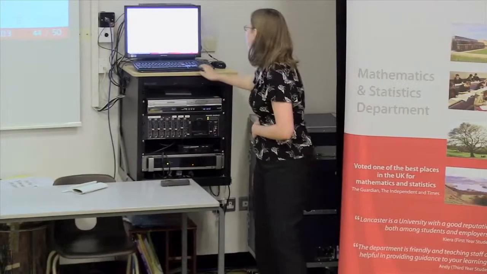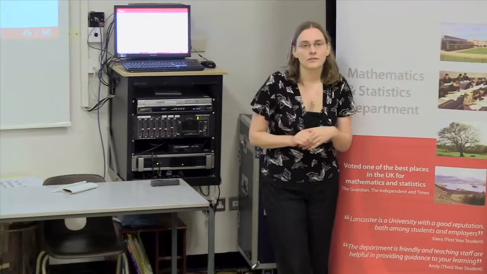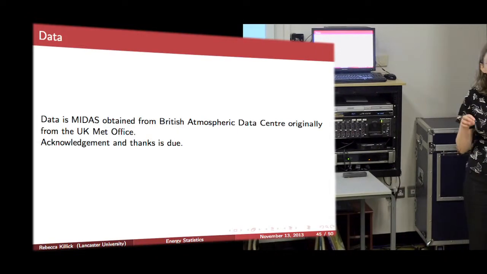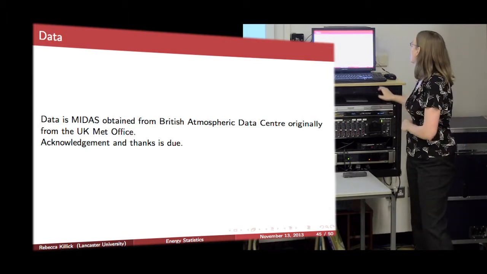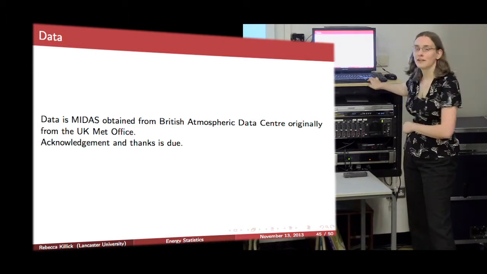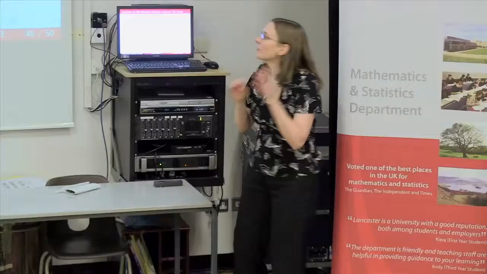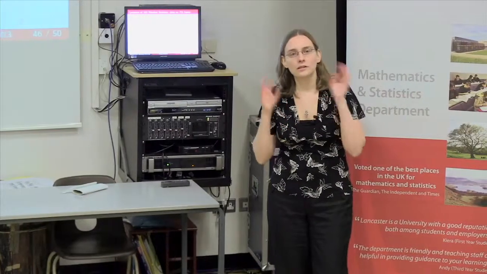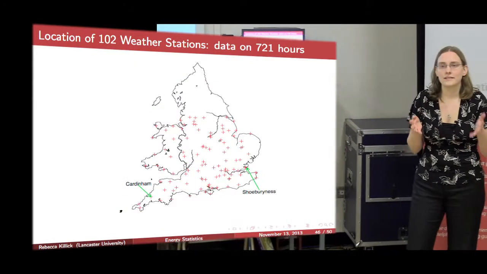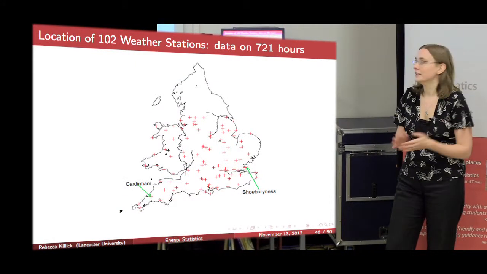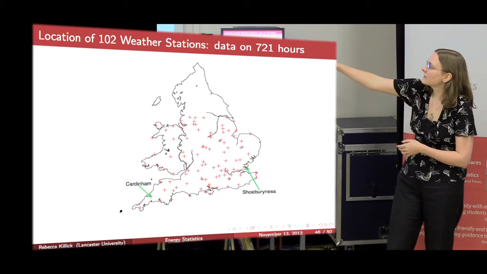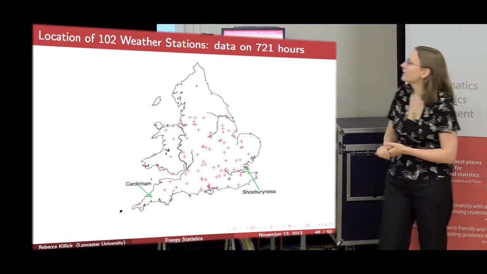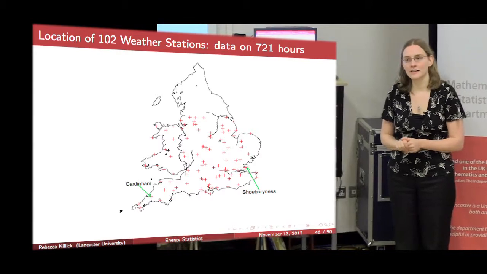So just back to the wind forecasting now, just briefly. We've got some data here. It's called MIDAS, and essentially it's lots of different stations all over the UK. You need to thank the British Atmospheric Data Centre and the UK Met Office for this data. We've got lots of sites all over the UK, all recording the wind at that specific site over time. I'm going to pick two out of here: Cardinham and Shoeburyness. There are two locations there.